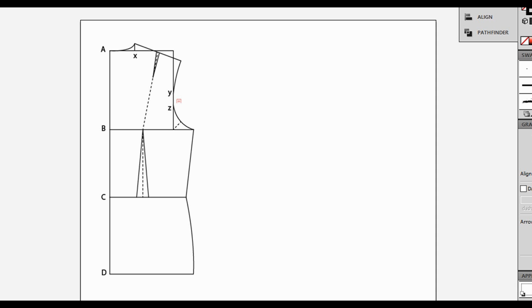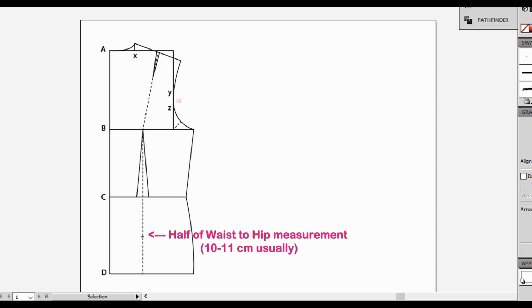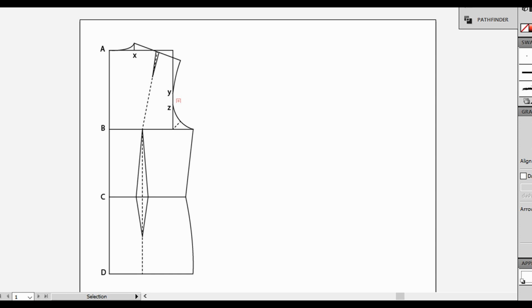To determine the dart, lengthen the upper center dart line. The dart ends at 10.5 cm from the waistline. It's half the length of the waist to hip measurement. And now, we finish our back bodice.